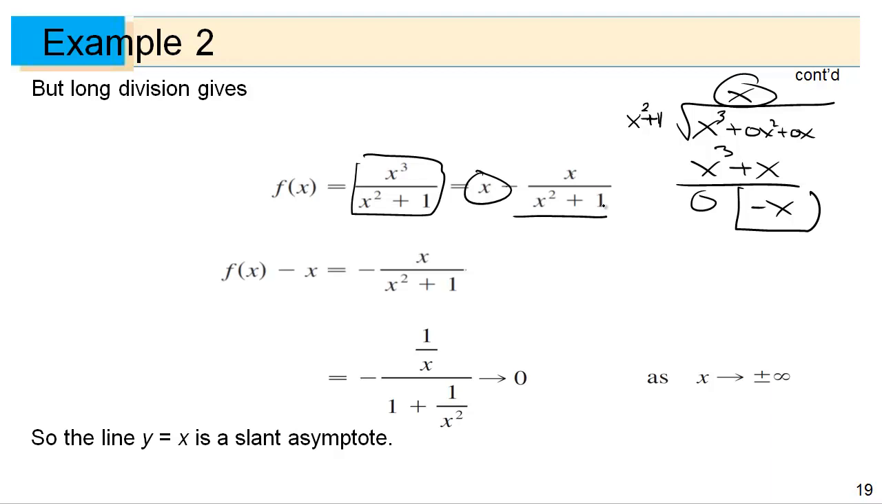Then you figure out what happens as you go out to infinity, and you use that same trick of dividing top and bottom by the highest power of the bottom, which in this case is x squared, and that's why you get this thing down here with the 1 over x and the 1 over x squared, which when you take the limit, those all go to 0. You get 0 over 1, which is 0, and so you're left with just x, and then y equals x is that slant asymptote.